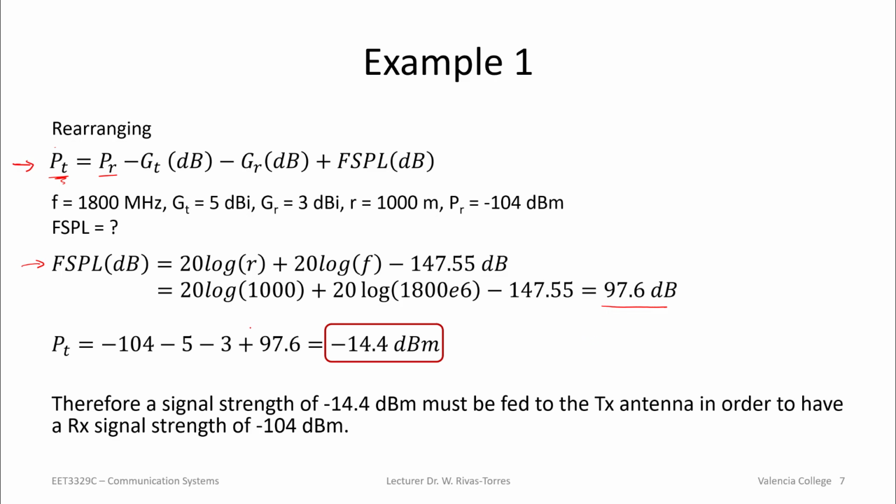Putting it all into the equation, let's call this over here equation number one. Putting it all into equation number one, you will see that the power going into the antenna, I should say, is minus 14.4 dBm. So in this problem, if we were to put minus 14.4 dBm into our antenna, you would receive minus 104 dBm at 1,000 meters away as the input to the receiver on the mobile unit.